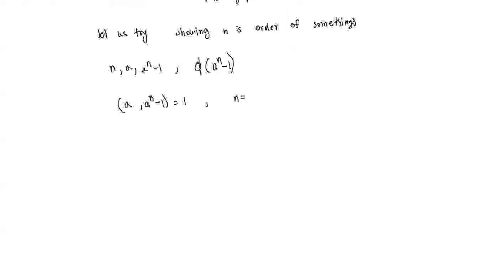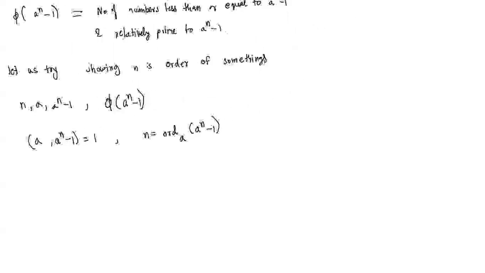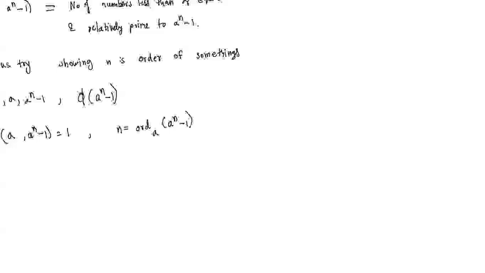Next, n is the order of a mod a^n minus 1. That is clear, right? Like, how can we definitely say that? What is the definition of order?